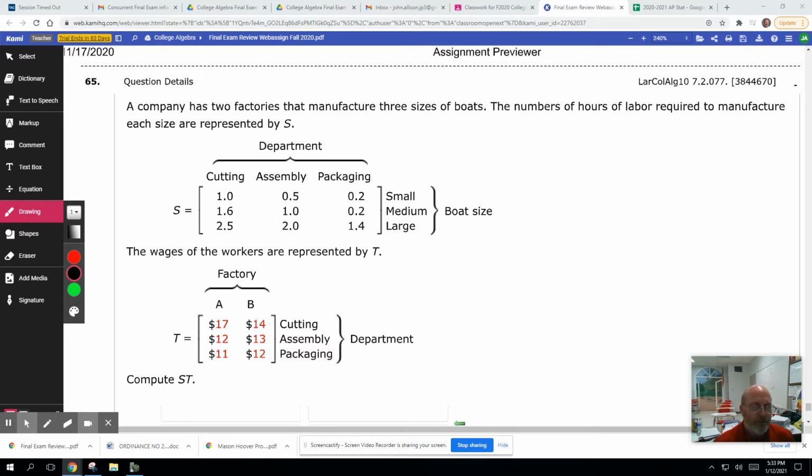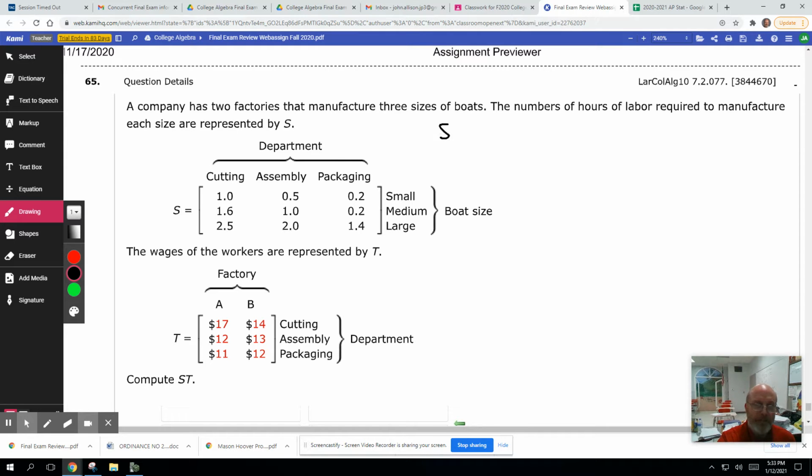And this is UALR College Algebra Final Exam Review, problem number 65. We're given a word problem with matrices. A company has two factories that manufacture three sizes of boats. The number of hours of labor required to manufacture each size is represented by the matrix S, and the wages of the workers are represented by matrix T. We're asked to compute ST.